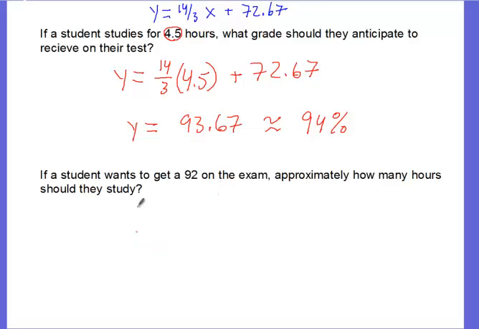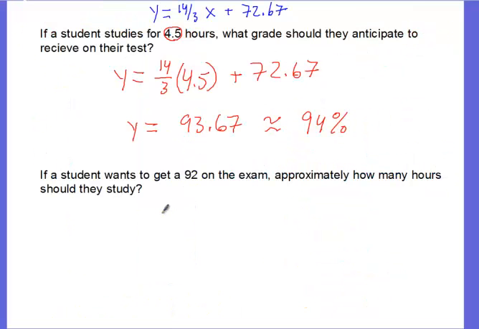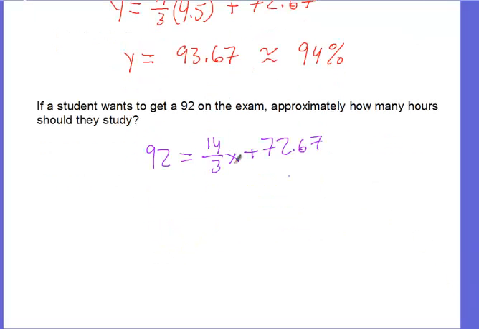Something else we can do is say, if a student wants to get a 92 on the exam, approximately how many hours should they study? Again, we're going to use our line of best fit equation, but this time we have to think, where are we going to substitute the 92? The 92 is the grade they get on the exam. If we go back to our table, the grade is your y value. So we're going to substitute 92 in for our y value and solve for x. So you have 92 equals 14 thirds x plus 72.67.